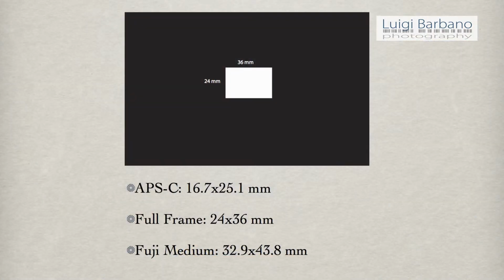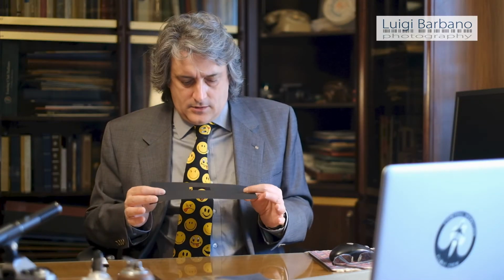Here I showed you the sizes of the standard sensors. If you have a different camera, just check your manual. The thing is that this cardboard, as I said, can be exactly the same size or proportional. In this case I use an APS-C, but I decided to make the hole double the size of APS-C.